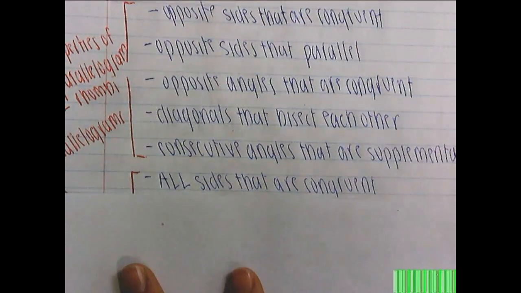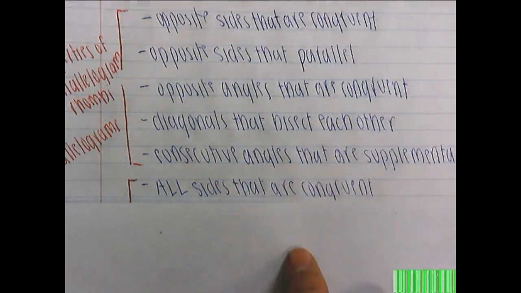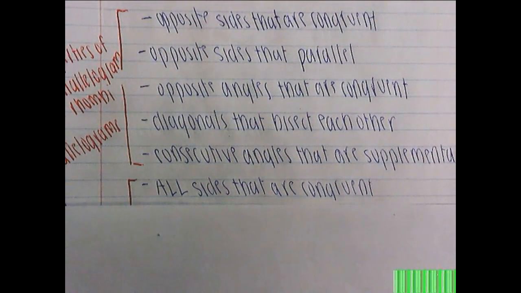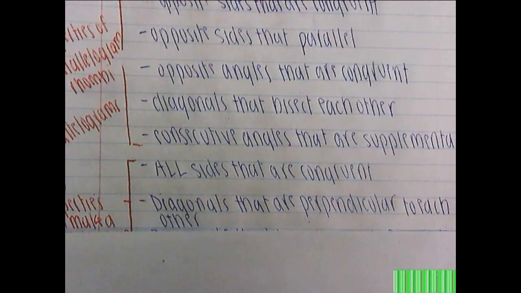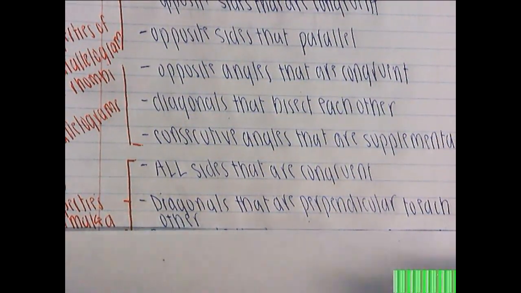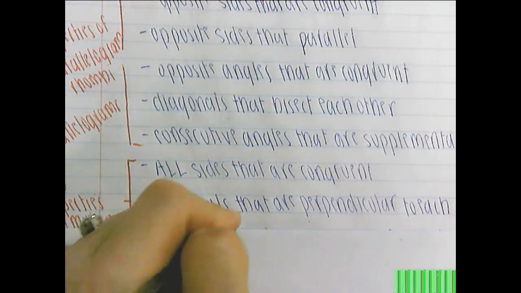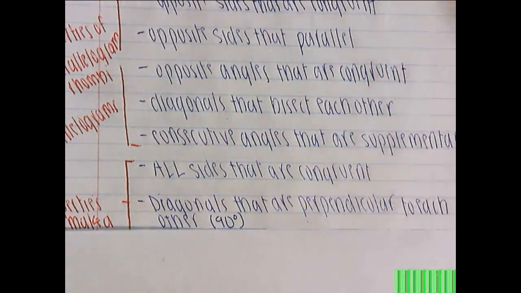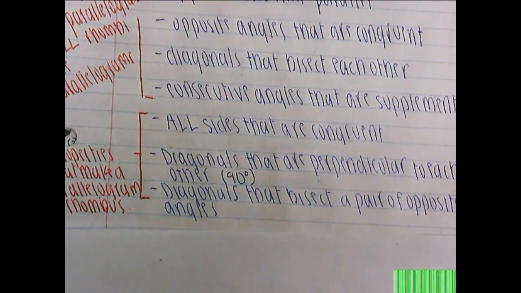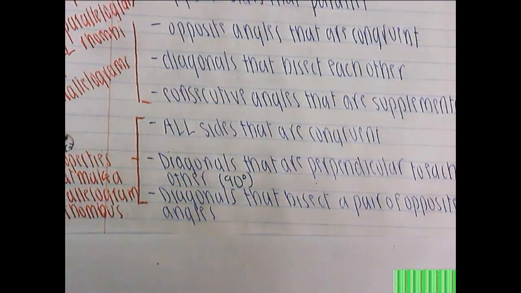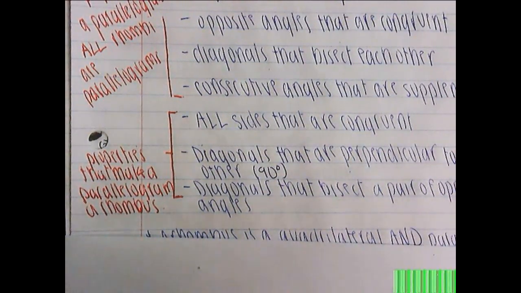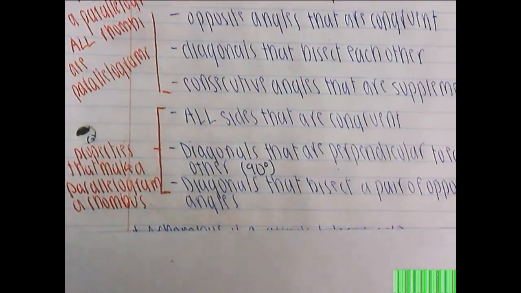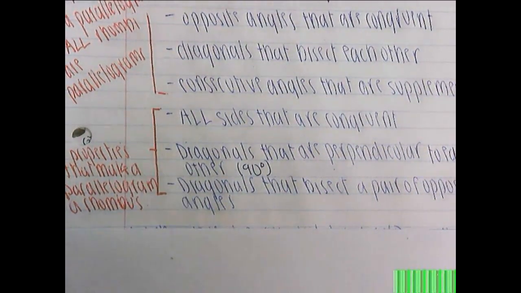What it will have in addition is all sides that are congruent. All of the sides will be congruent. Diagonals that are perpendicular to each other, meaning there'll be 90-degree angles that are formed, and diagonals that bisect a pair of opposite angles. So these three properties make a parallelogram a rhombus.